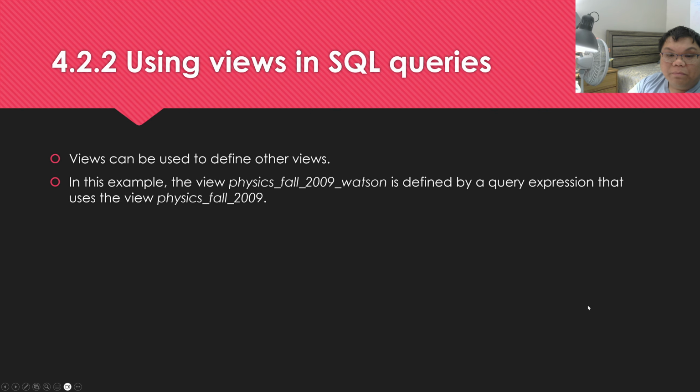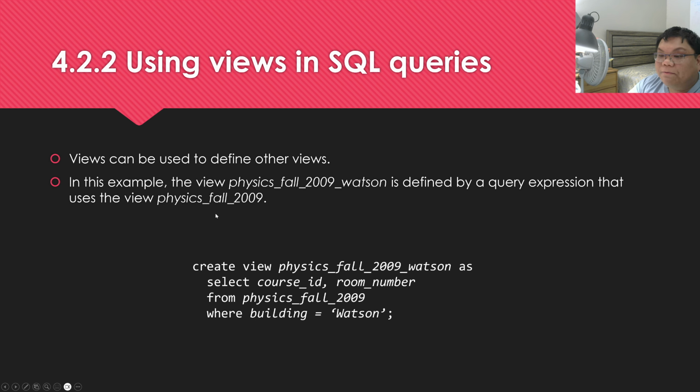Oh, by the way, we can use views to define other views. So, we previously had a view for Physics Fall 2009 courses, but we can define another view that uses that view as part of its definition. So, let's call this one Physics Fall 2009 Watson. So this is a view defined in terms of another view that is a virtual table of all Physics Fall 2009 courses that take place in the Watson building.